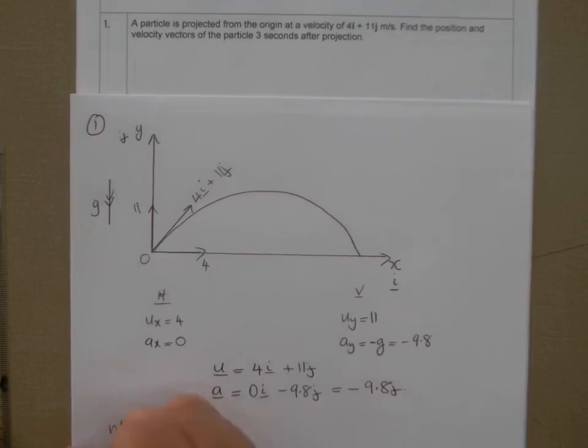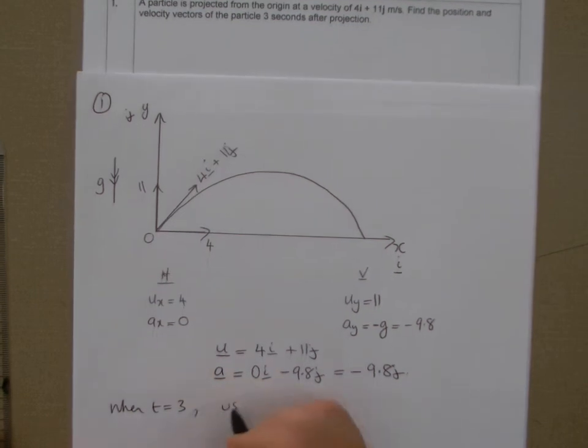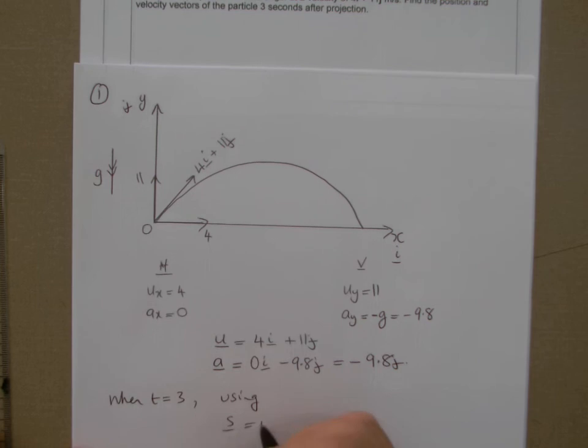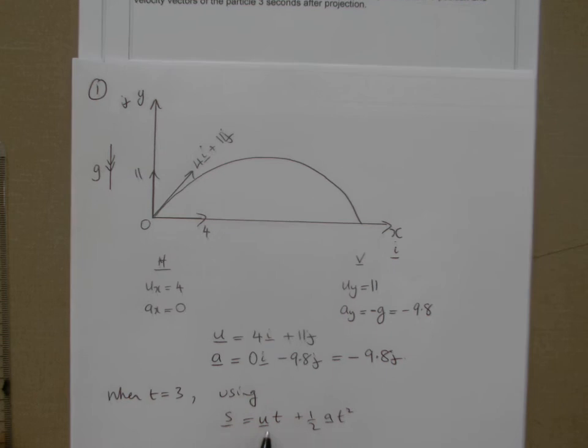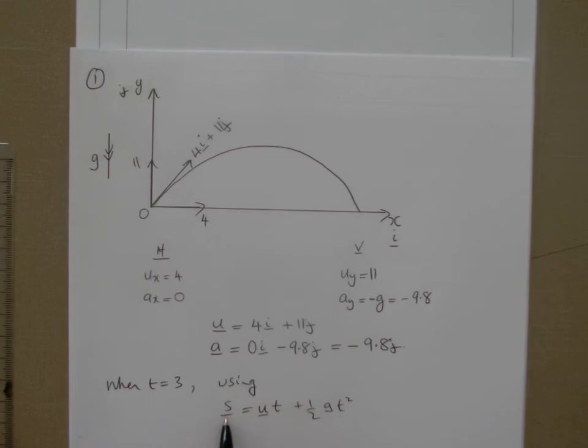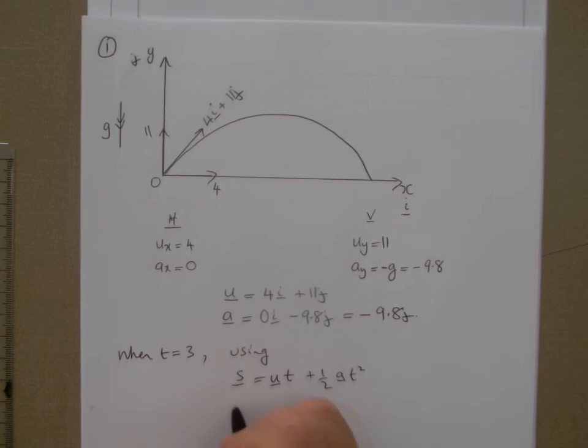So when t is equal to 3 seconds, we can use s equals ut plus half at squared, as we normally do. Just remember to underline the vector quantities. So underline the displacement, because it's a position, it has direction and distance, and the initial velocity and the acceleration. Don't underline time, because time is just a scalar quantity, it's just a size. So using this formula, we can find out where its position vector is.